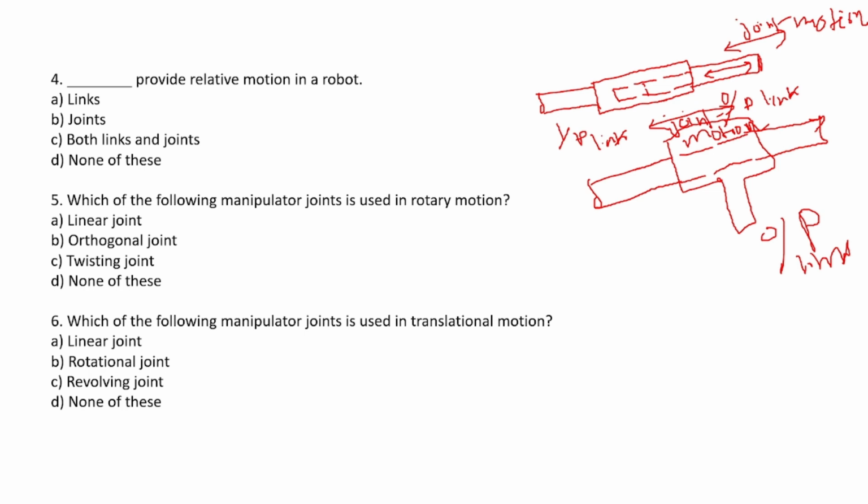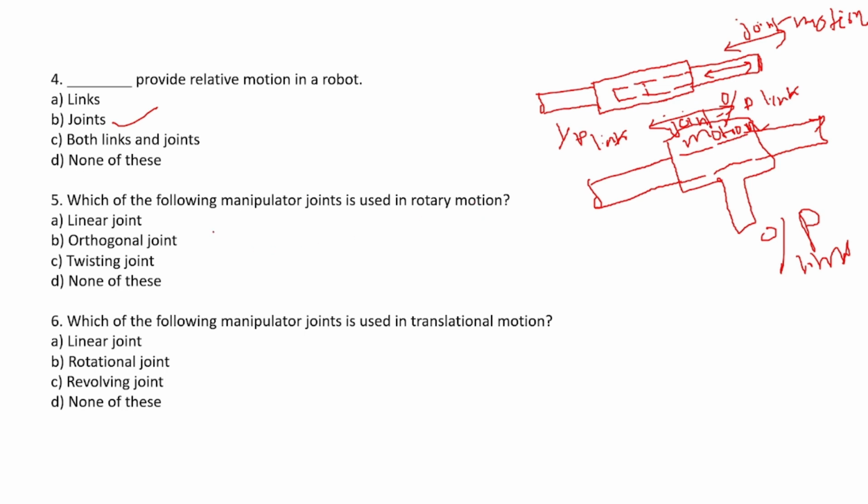So here it is given as provides relative motion in a robot. Links are rigid components that connect two or more joints together. They do not provide relative motion by themselves; from the structure of the manipulator robot, only joints give relative motion in a robot, as we have seen here. So the right option will be joints. Okay. Which of the following manipulator joints is used in rotary motion?